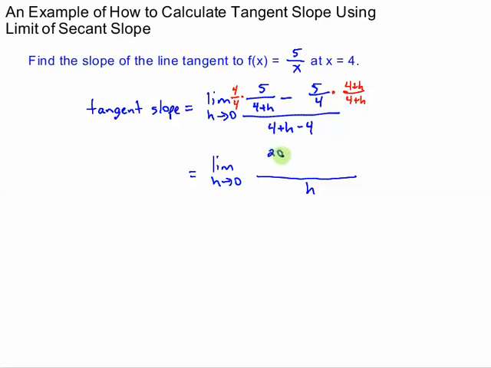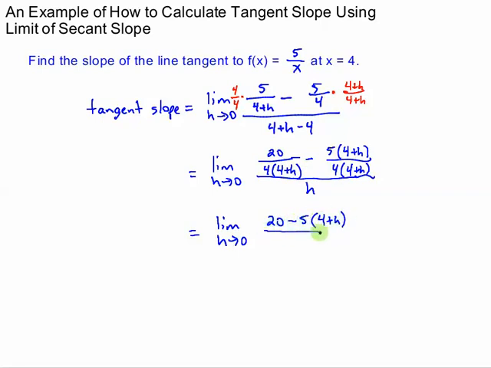So we end up with 20 over 4 times 4 plus h minus 5 times the quantity 4 plus h over 4 times 4 plus h. Notice the way I wrote this, I didn't distribute my 5 here because I'm going to take care of this negative in the next step. You have to be really careful with these negatives. So when you combine these, you end up with 20 minus 5 times the quantity 4 plus h all over 4 times 4 plus h, and all of that is over h.